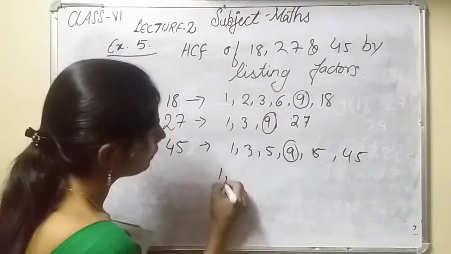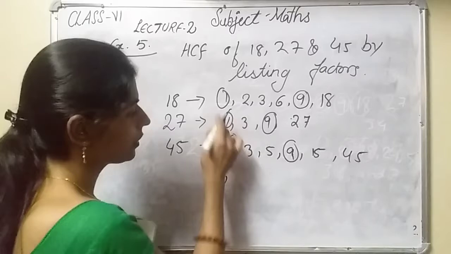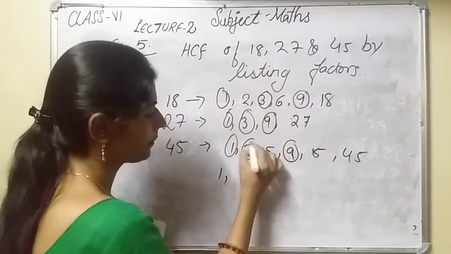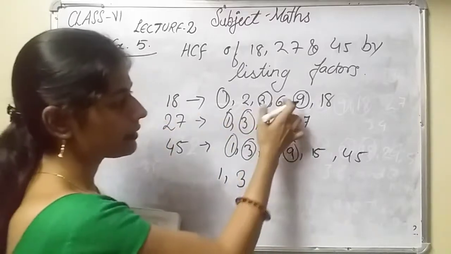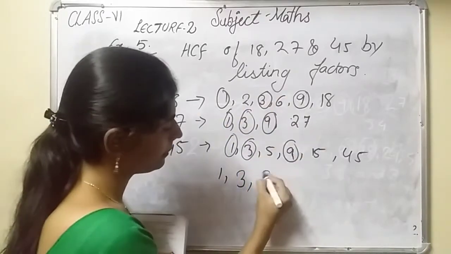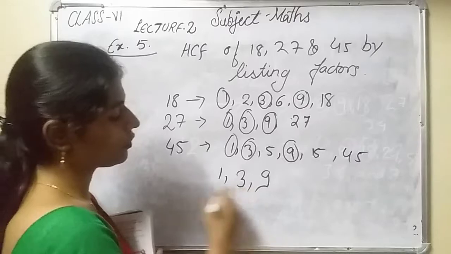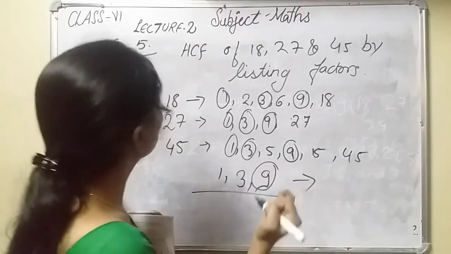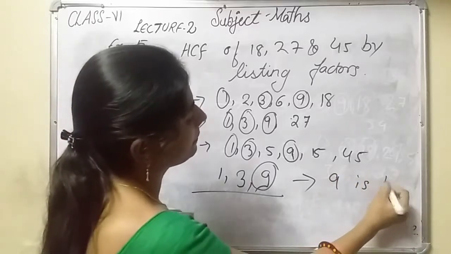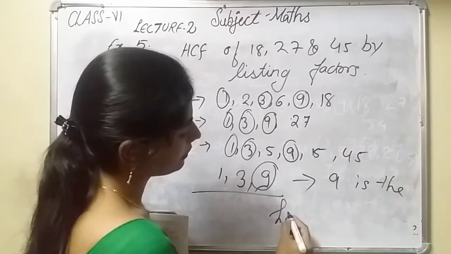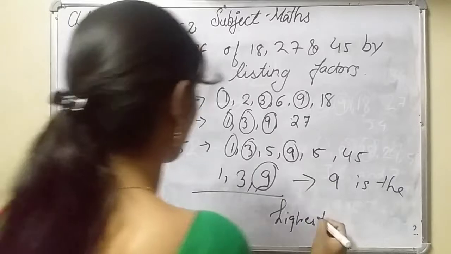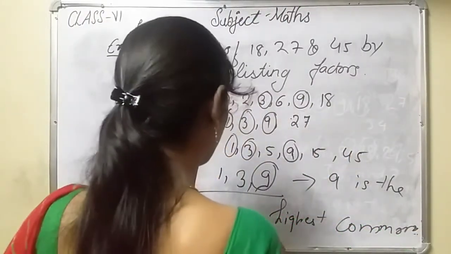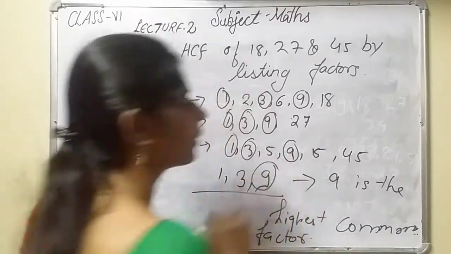Now see, 1 is the common factor you got here. 2, no. 3 you will get here. 6 is there but 6 is not there. 9. Now see which is the highest common factor here? 9 is the highest number you can see here. So 9 is the highest common factor. Okay.